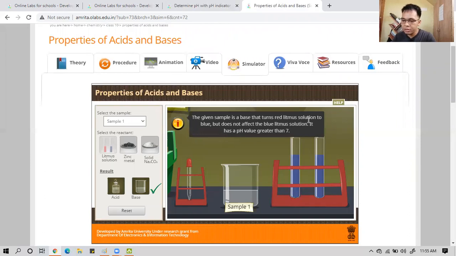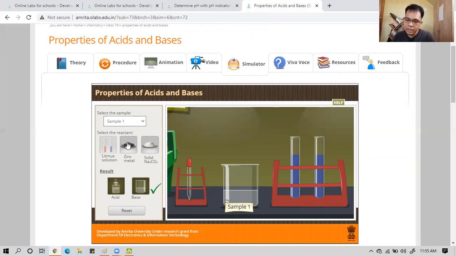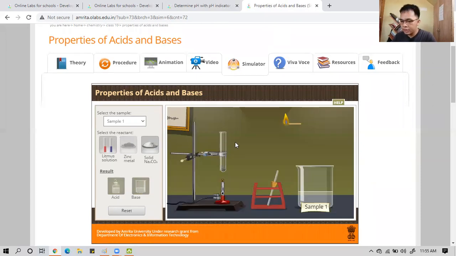A base turns red litmus blue but does not affect blue litmus, so the pH value is greater than 7. Okay? And then next is the zinc metal here, as you can see. So we have this sample 1. We're already familiar that it is a base. What we'll do here is, here, that.